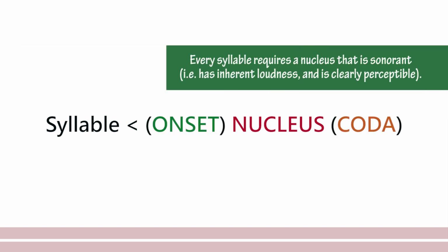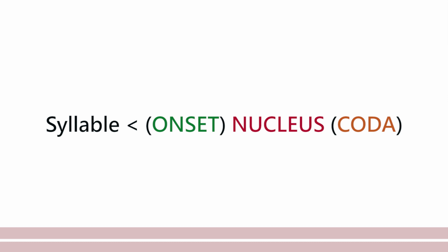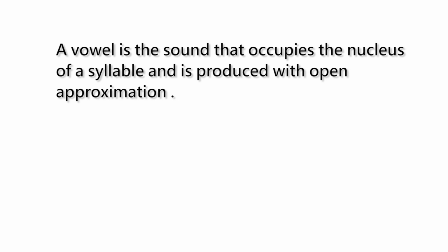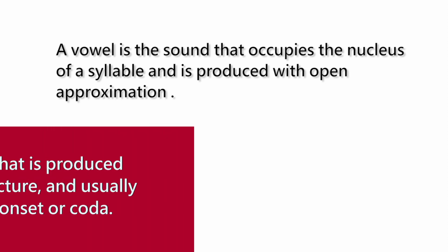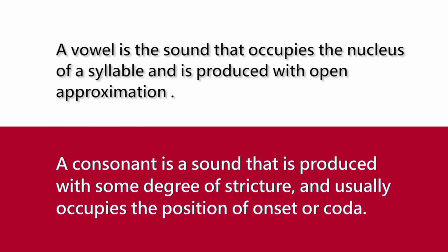Every syllable has a nucleus, and this nucleus is sonorant, which means it has inherent loudness and is clearly perceptible. A vowel is a sound that occupies the nucleus of a syllable and is produced with a stricture of open approximation. A consonant is a sound that is produced with a degree of stricture: complete, close, or open approximation. Consonants usually occupy the position of onset and coda, while vowels occupy the head, nucleus position of the syllable.